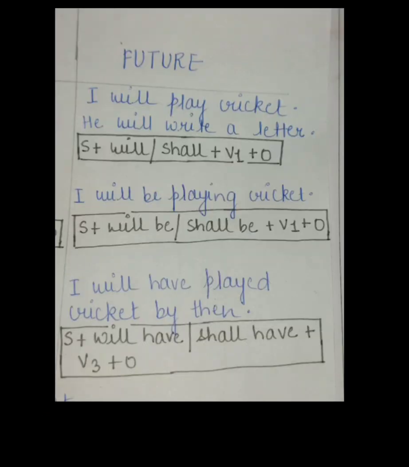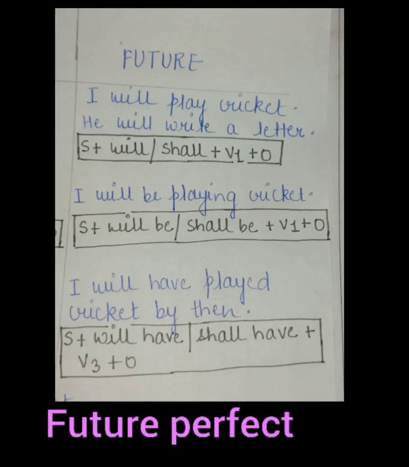Okay. And in future perfect, my sentence will also change. Let's see the example. I will have played cricket by then. So what have we added here? By then. So by that time, I will have played cricket. So that work will be done in the future by that time. Okay. So let's try to understand the structure. Subject plus will have, shall have plus verb third form plus object plus by then. So here we are using by then also. Okay. I hope these examples are clear.